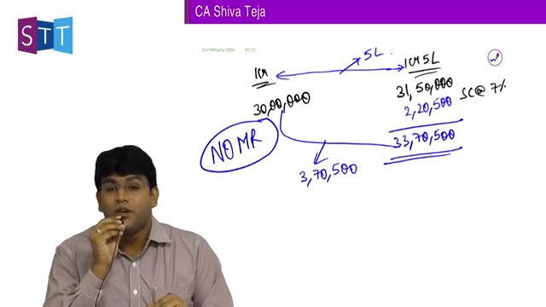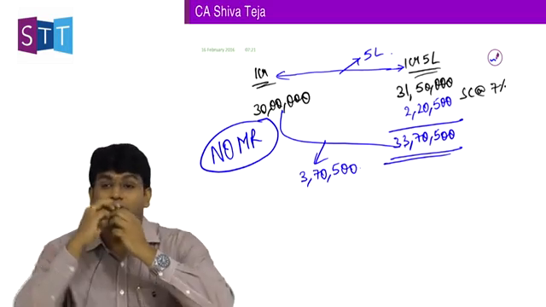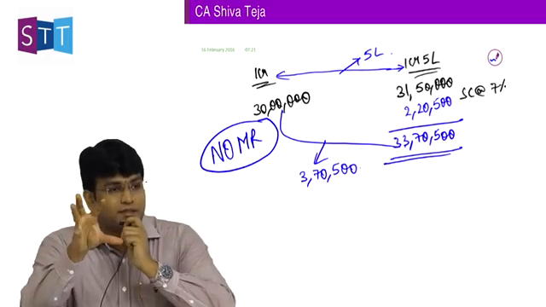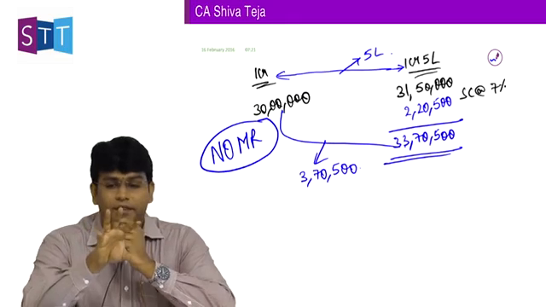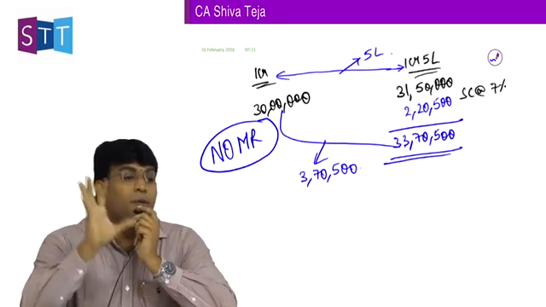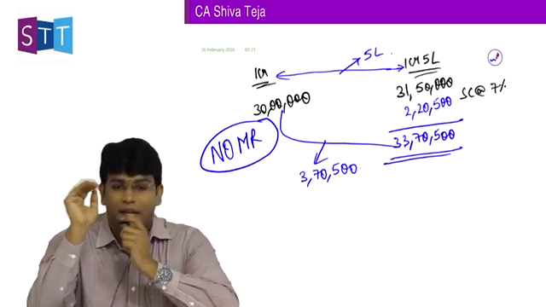But how do we exactly know when marginal relief will come and when it will not come? I suggest to my students always, when the income is between 1 crore and 1 crore 10 lakhs, you always check whether marginal relief will come or not. How do you check? By doing this activity. Are we clear with this?